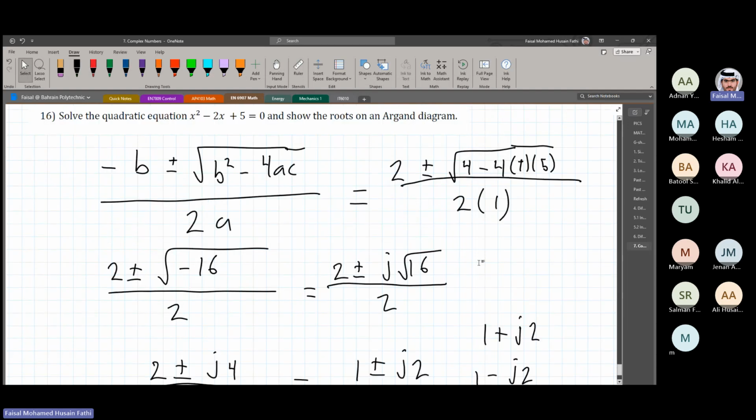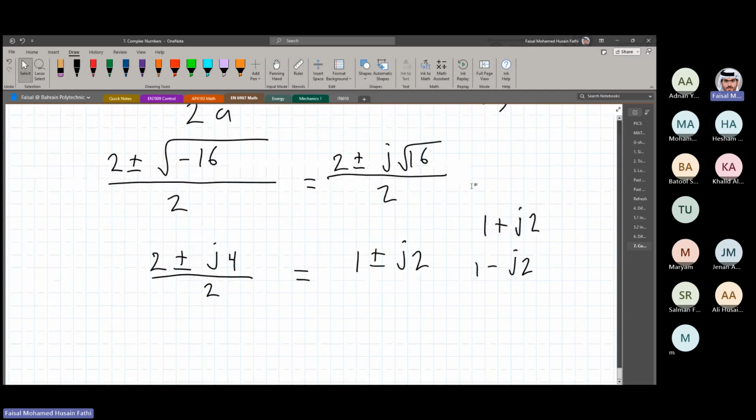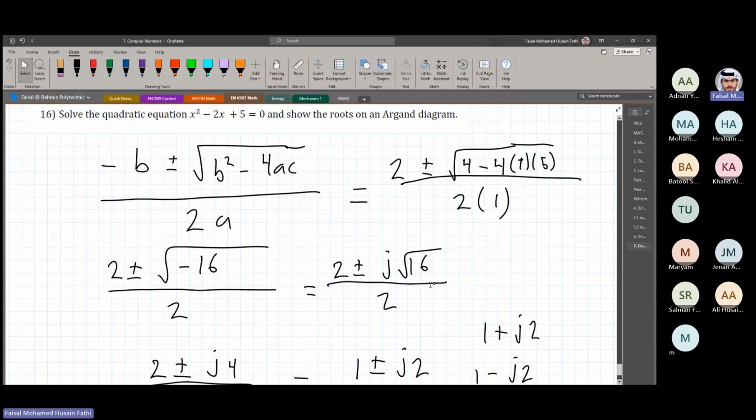Okay, I just want to show this. Calculator will solve this instantly. You have to plot this. You know how to plot. You plot the real, you plot the imaginary, and that's it. Okay.